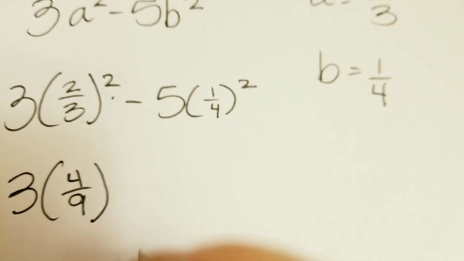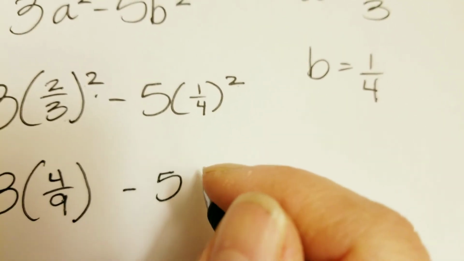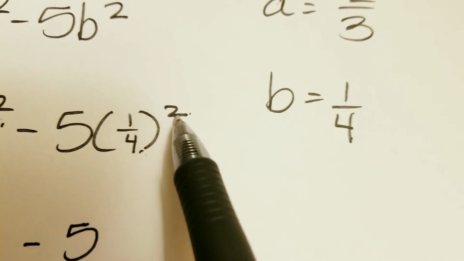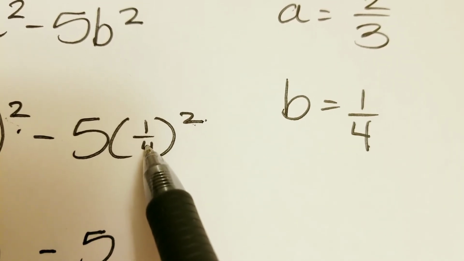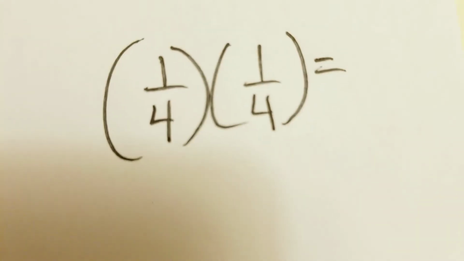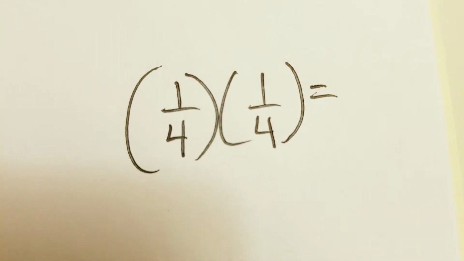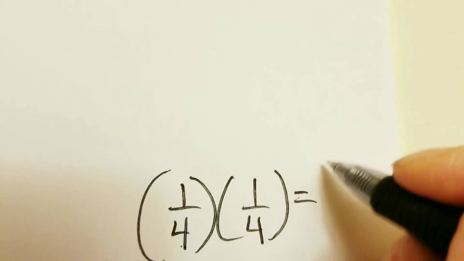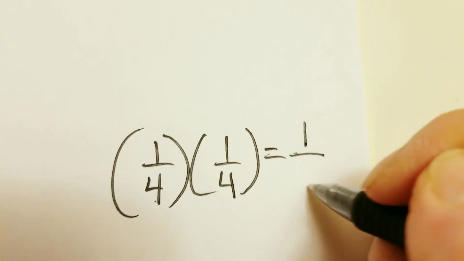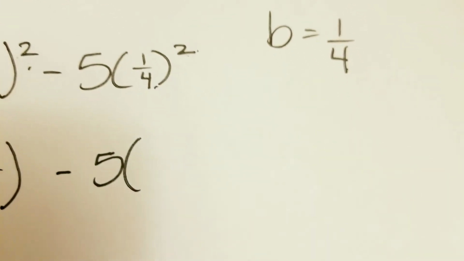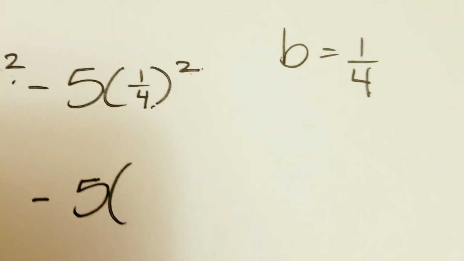And same for right here, we have 1/4 squared. So this exponent tells us how many times we multiply 1/4, and we multiply 1/4 2 times. So I wrote it down here, 1/4 times 1/4. I'm multiplying 1/4 2 times. So 1 times 1 in the numerator is 1, and then 4 times 4 is 16. So we're going to go ahead and fill that in. 1/16 right there.